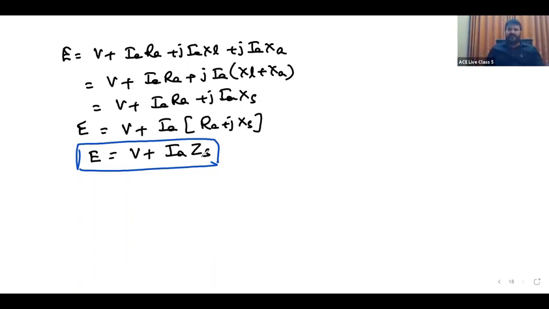The phasor diagram is nothing but adding all these things; you can frame a phasor diagram. If you add V plus IARA plus IAXL, that is going to be the phasor diagram.